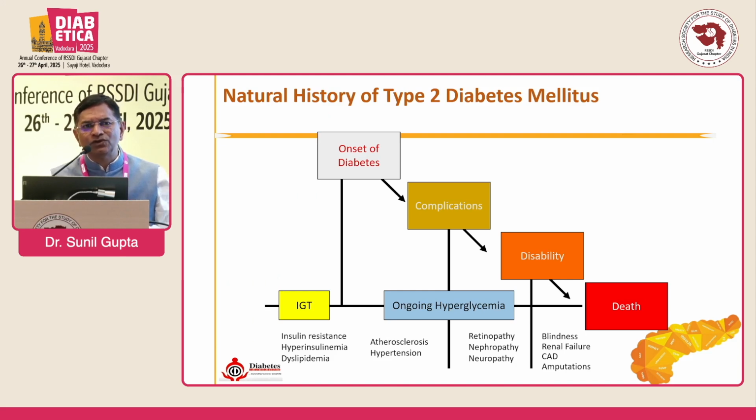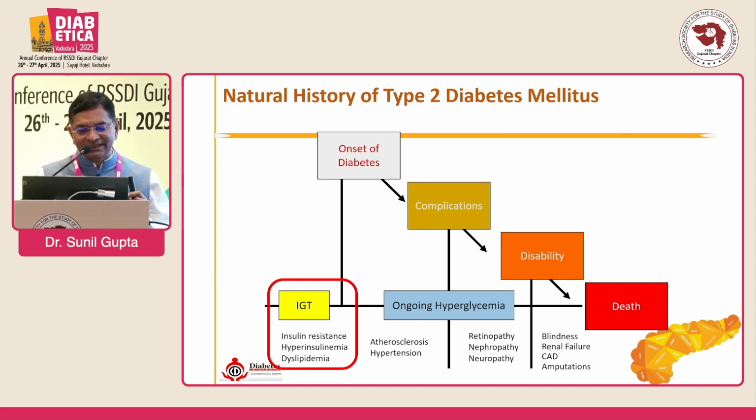Now, if you go through the natural course of the disease, you will understand the scope of your work as a clinician. It starts from pre-diabetes or impaired glucose tolerance, where these people have insulin resistance, hyperinsulinemia, dyslipidemia. You need to address this. These patients with pre-diabetes, maybe IFG or IGT, are more likely to have atherosclerotic phenomena. So macrovascular disease is higher in pre-diabetes versus normoglycemic individuals.